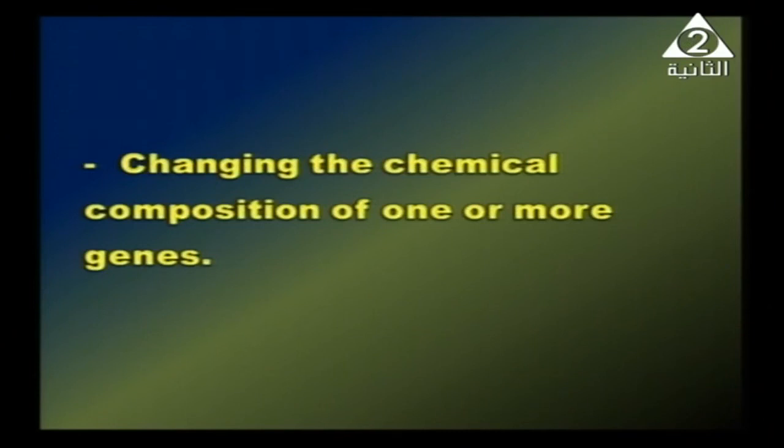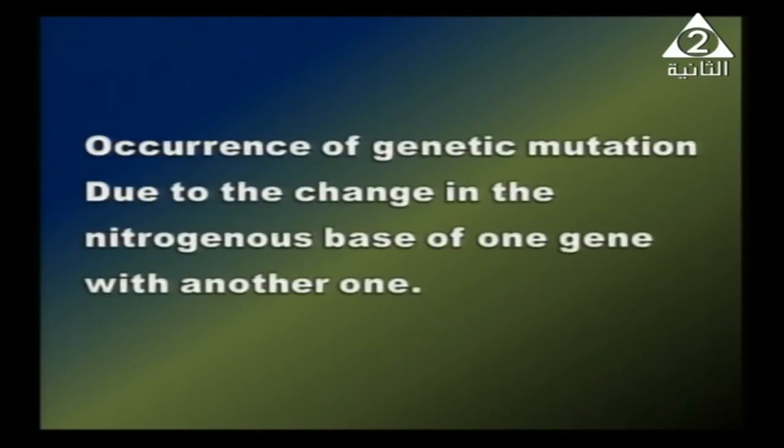Changing the chemical composition of one or more genes. What will happen if the chemical composition of one or more genes is changed? Genetic mutation occurs due to the change of the nitrogenous base of one gene with another one.